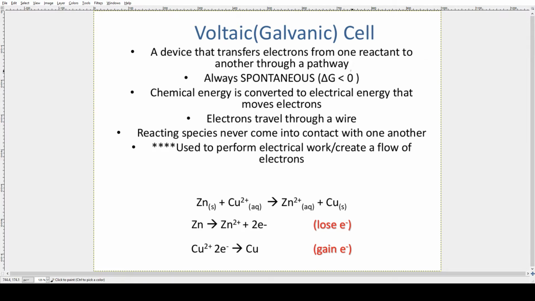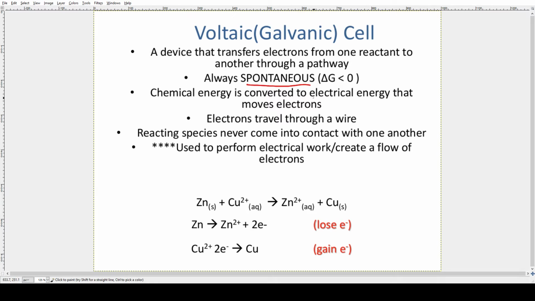They're defined as a device that transfers electrons from one reactant to another through a pathway. These have to be spontaneous in order to be useful at all. They are always spontaneous, so you want to know that. If they're not spontaneous, then it'll be something else that we have to put energy or work into in order to make it actually do anything. Remember, if something's spontaneous, it just does what it does all on its own. It gives free energy less than zero.